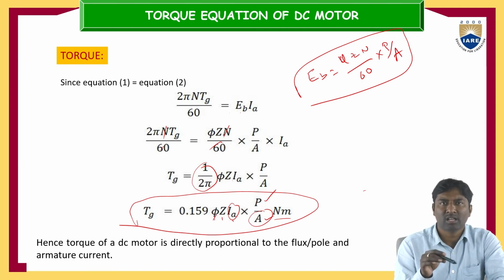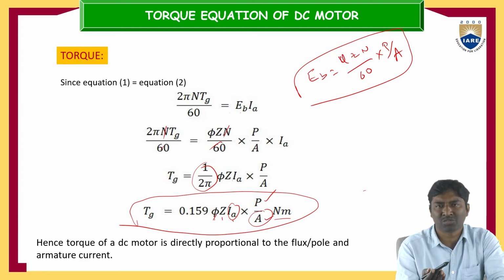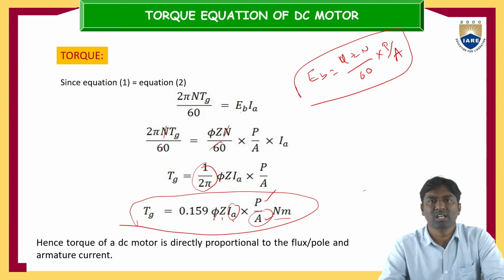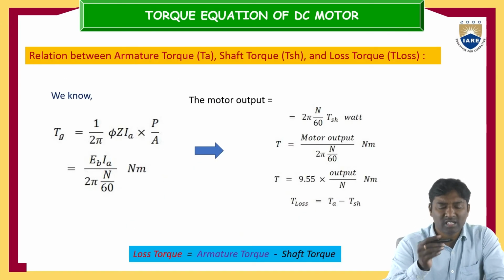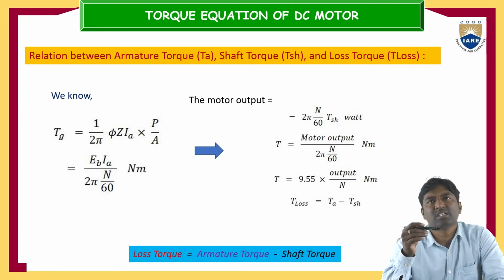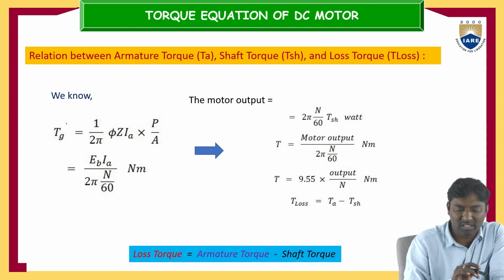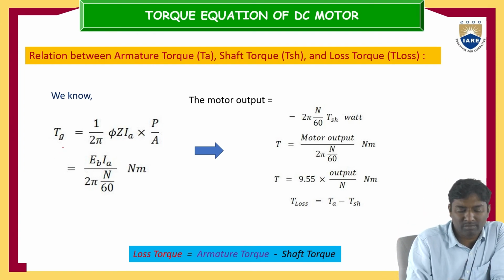Then this armature torque or gross torque is directly proportional to the armature current as well as the flux per pole. Now we will take the relationship between the armature torque, shaft torque and loss torque. So we know that gross torque is equal to 1 by 2 pi into phi into Z into Ia into P by A.